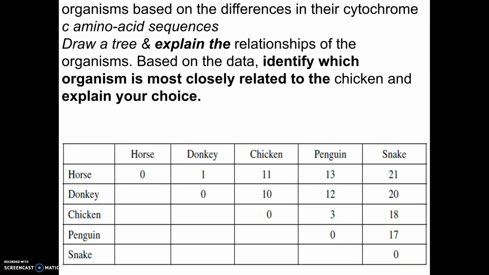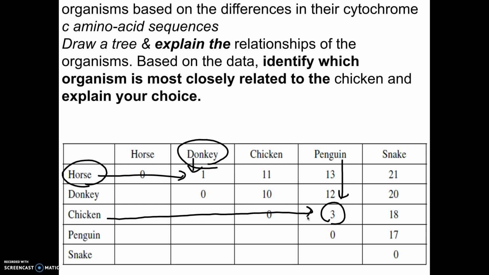Notice this one has organisms on the top and the side, which kind of looks screwy, but this one, they explained that this is the number of differences in a particular amino acid sequence. So in other words, the donkey and the horse only had one difference in their amino acids. What other two organisms have a very low number there? Well, if we look, you'll see here the penguin and the chicken also have very few differences. What organism has the most differences from everybody else? The snake. He has 21 differences from the horse, 20 from the donkey, 18 from the chicken, and 17 from the penguin.